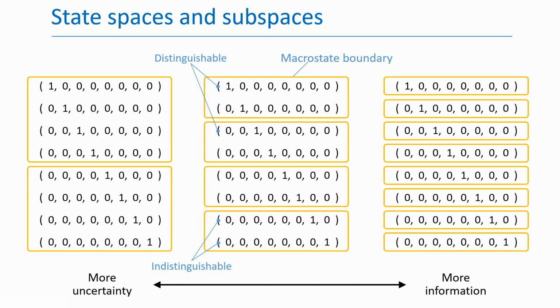The state space can be partitioned with various degrees of granularity. For example, the 8 basis vectors could also be partitioned more coarsely into 2 macrostates with 4 basis vectors in each. Alternatively, there might be 8 macrostates with only 1 basis vector in each. This is the finest possible division. When each macrostate is smaller, there is more information, meaning more distinguishable macrostates. When each macrostate is larger, there is more uncertainty, meaning more possible microstates for each macrostate.